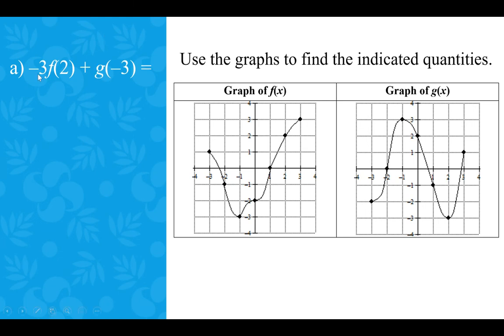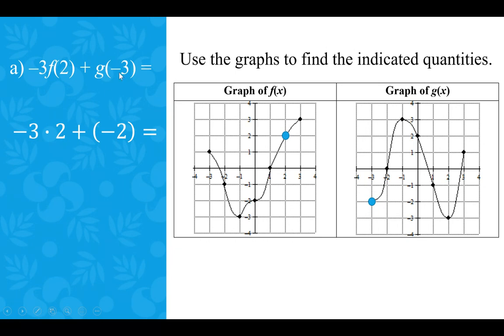So if we want to solve this expression, negative 3 times f of 2 plus g of negative 3, we simply use 2 as our x value for the f function and locate the point on the graph that has an x value of 2. And I've highlighted that point. Notice that the corresponding y value is 2. So f of 2 refers to the y value when x is 2. In this case, it's also 2 coincidentally.